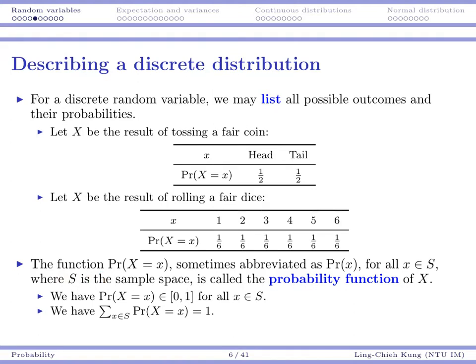The probability function is sometimes abbreviated as just Pr of x. That should map each value in the sample space to a probability, and that's why we call it the probability function of the random variable x. Obviously, for each small x in the sample space, the probability must be within 0 and 1, and the sum of all of them must be equal to 1.